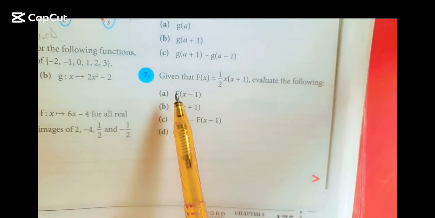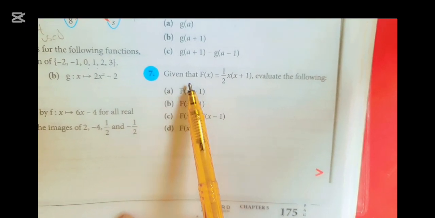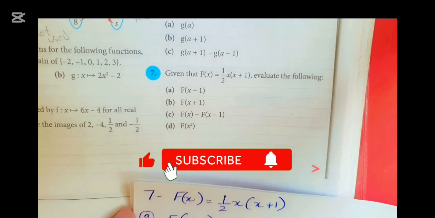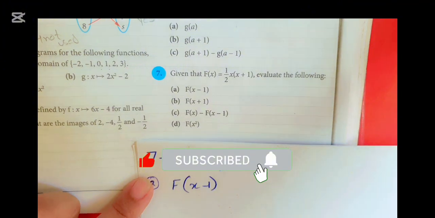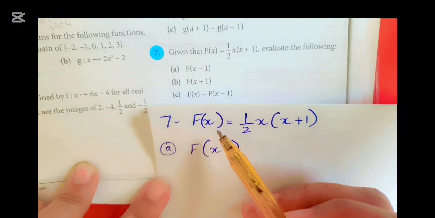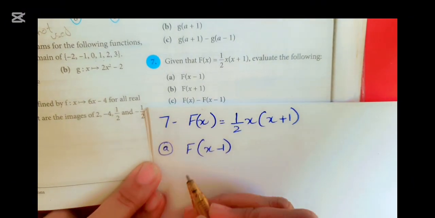Dear students, this is question number 7. It's exercise 5a, book 4, 8th edition. Given that f(x) is equal to half x(x + 1), evaluate the following. Part 1 is f(x - 1). So in place of x, we have to use the value x - 1. First of all, I am writing the function.